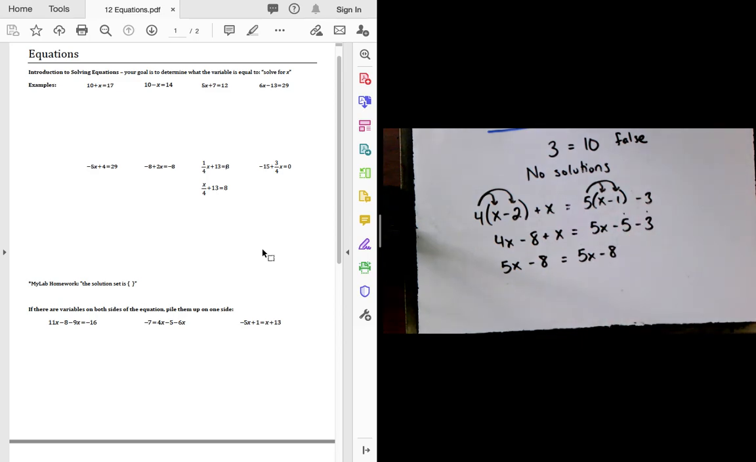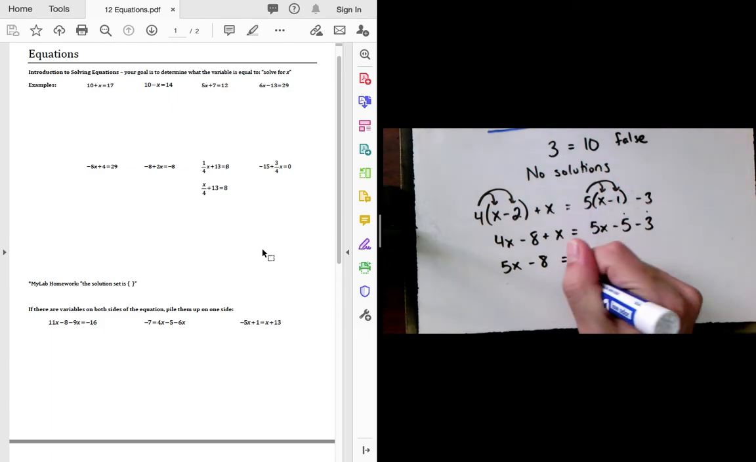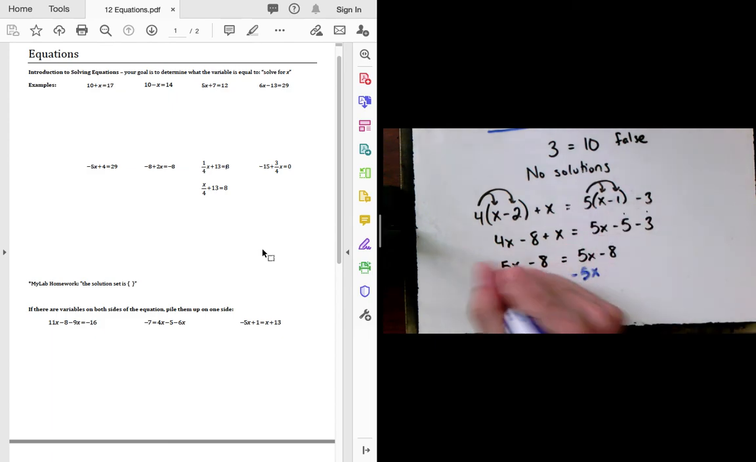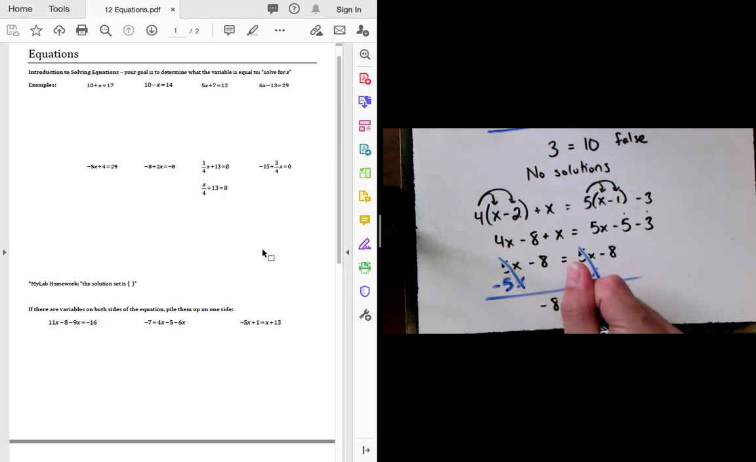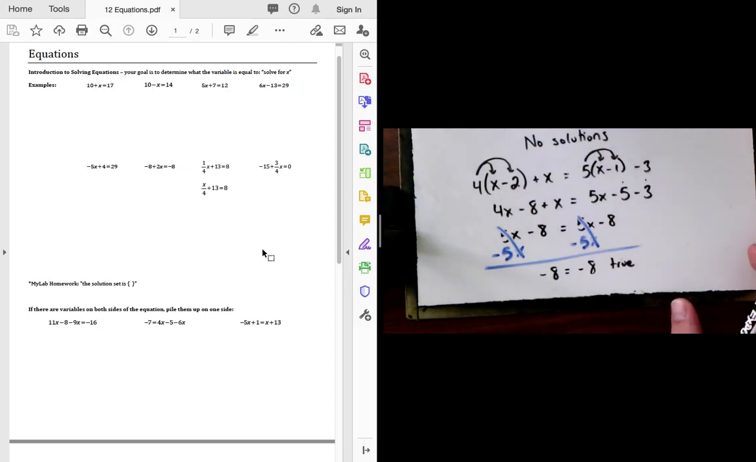At this step here, we'd want to get rid of our 5x's. So we subtract 5x from both sides, and they both go away. The difference is, this time, we're left with a statement that does make sense. Negative 8 is equal to negative 8. The statement is true. Because we got a true statement at the end with no x's left over, then we know that this equation has infinitely many solutions. It means we could have plugged in whatever number we want and it would have made this equation true.